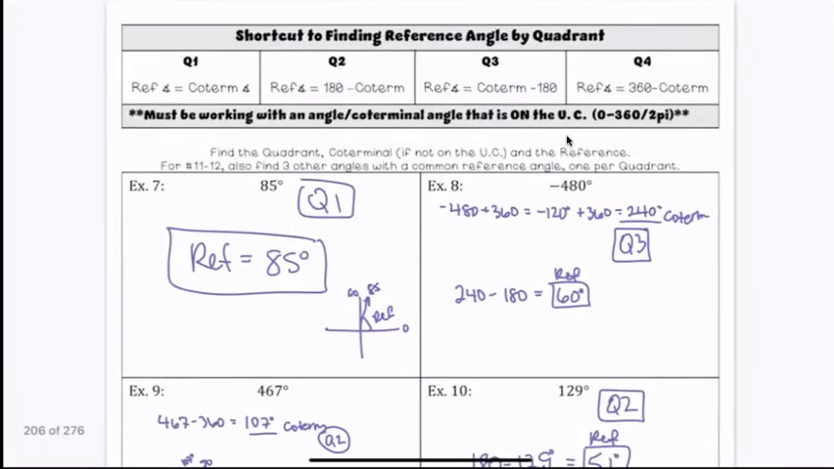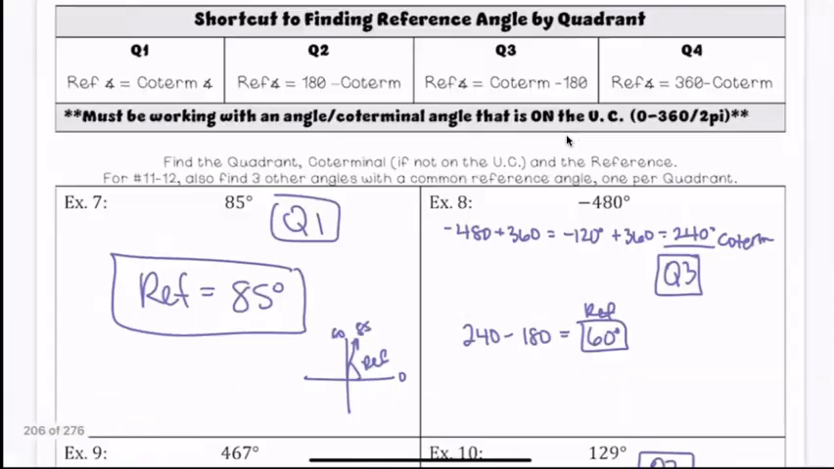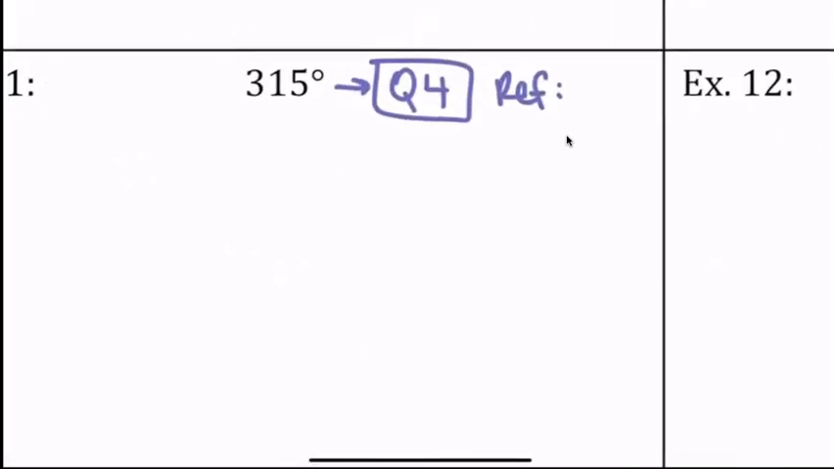I want to find all the angles on the unit circle that have a common reference angle. Common means the same. So they have the same reference angle, meaning they end the same distance away from the x-axis as each other. I first want to figure out what quadrant we're in. 315 is quadrant 4. And according to the top, 360 minus our coterm, 360 minus 315 is 45 degrees.